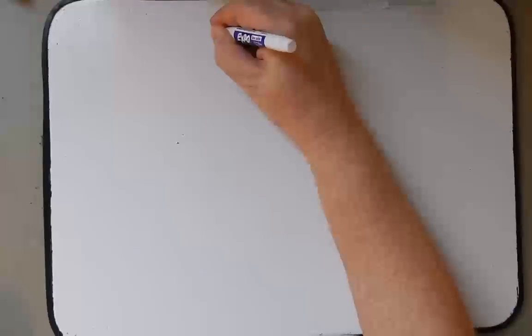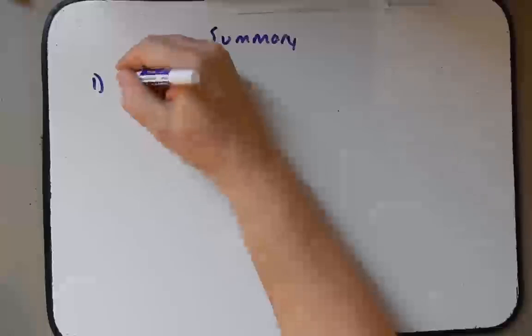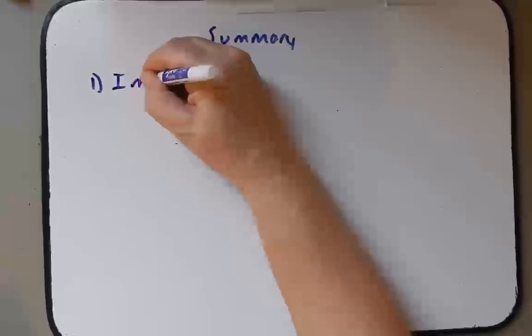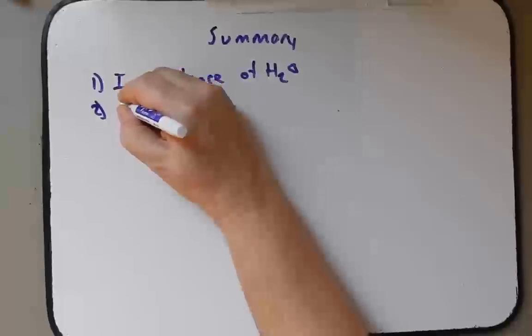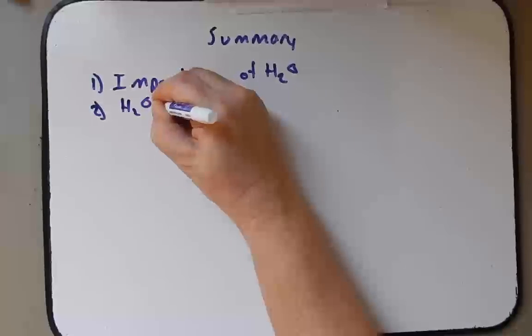Okay, I think this is a good stopping point for the first podcast. And so in this podcast, I want to summarize real quick what we went over. We spent quite a bit of time talking about the importance of water. We talked about how it was important in cellular reactions. We talked about the fact that it makes up the majority of our cells and that life could not exist without it. We then talked about water's structure.